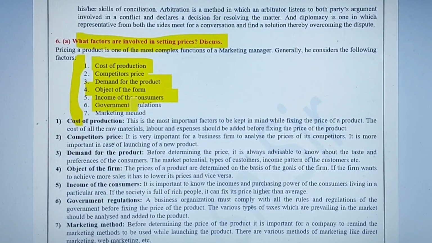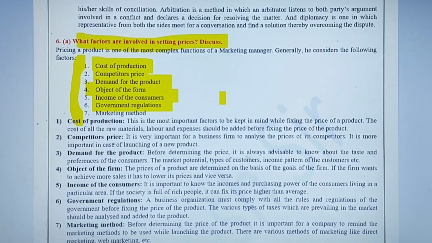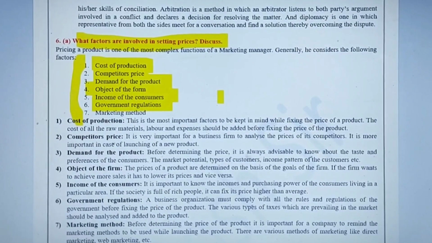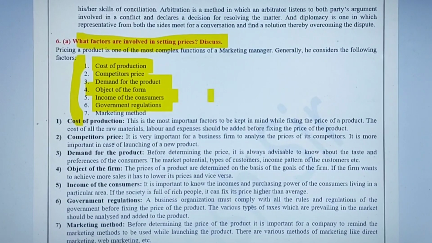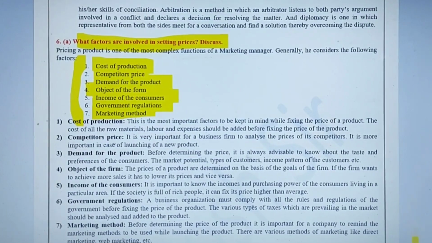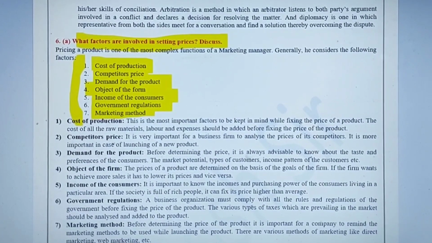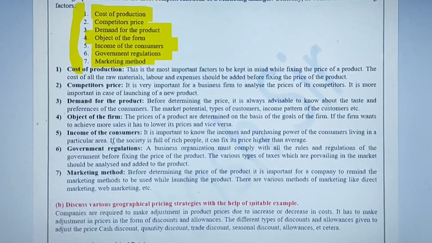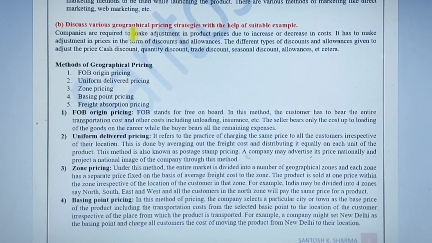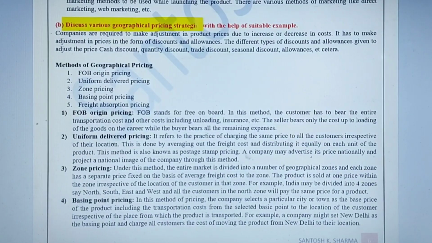And lastly, government regulations. Like tax rates and the different type of duties, so that can also be analyzed before setting the prices. And lastly, marketing method, which type of marketing method the company chooses, direct, indirect, through wholesalers, dealers, retailers, so like that. Okay, the next question, part B, discuss the various geographical pricing strategies with the help of suitable examples.